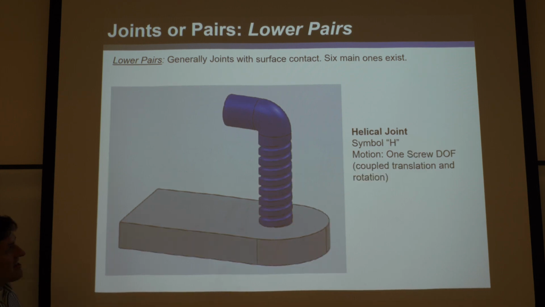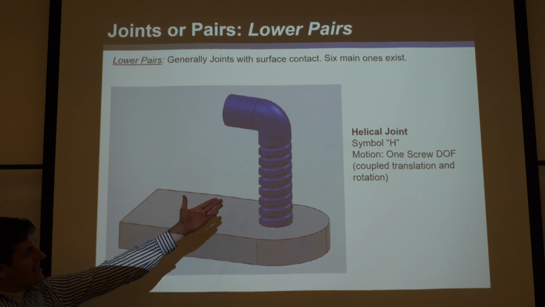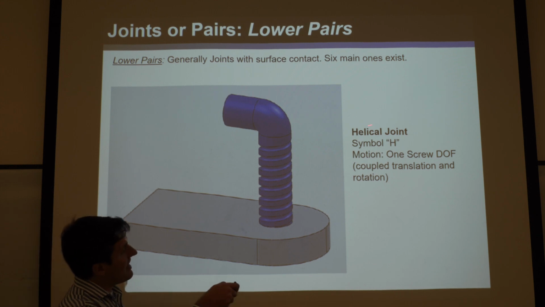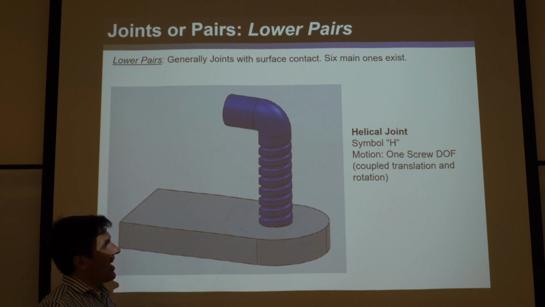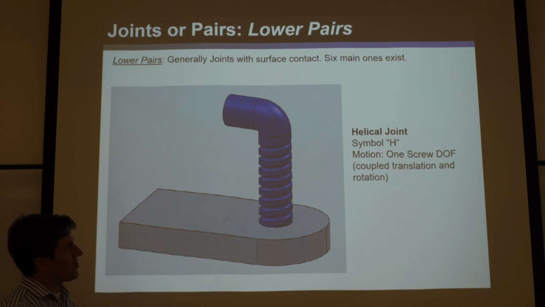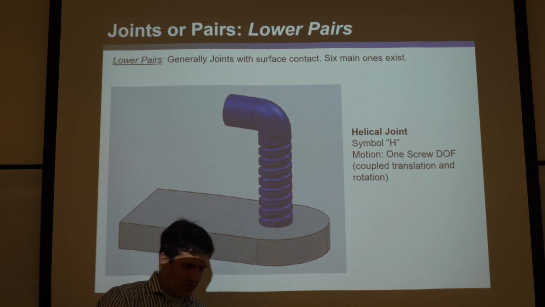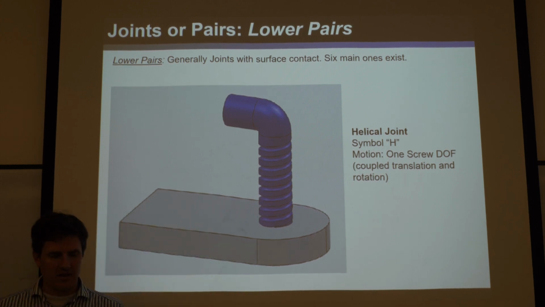Okay, so here's another lower pair. Remember, I told you there's really six. We've done a rotational one, we've done a translational one. Now we'll do a helical one. This is a combination of rotation and translation. This screws down with a set pitch, so it's kind of like a helix, and it's called a helical joint or screw. Its symbol is H. And really, it has just one degree of freedom because there are threads in here, just like when you're screwing a screw into a board or something, it rides down along the threads.